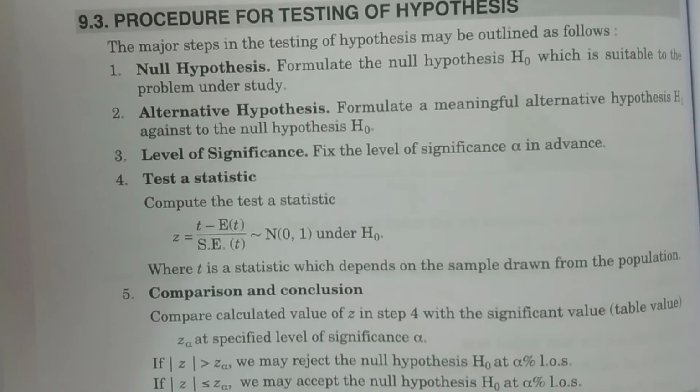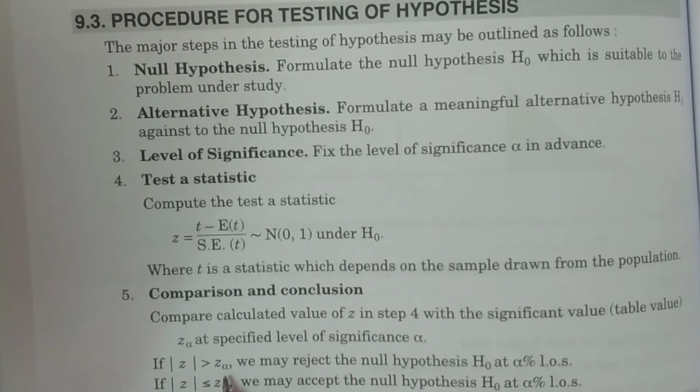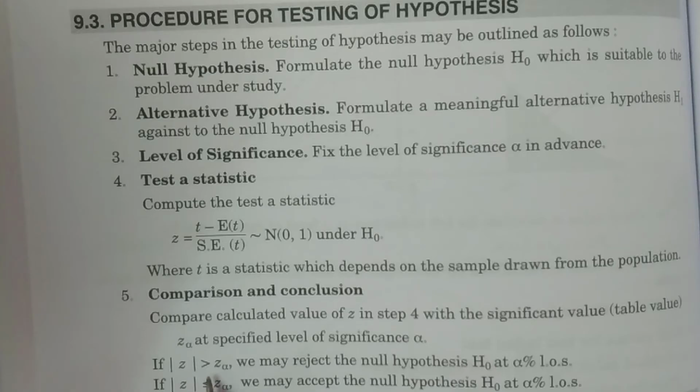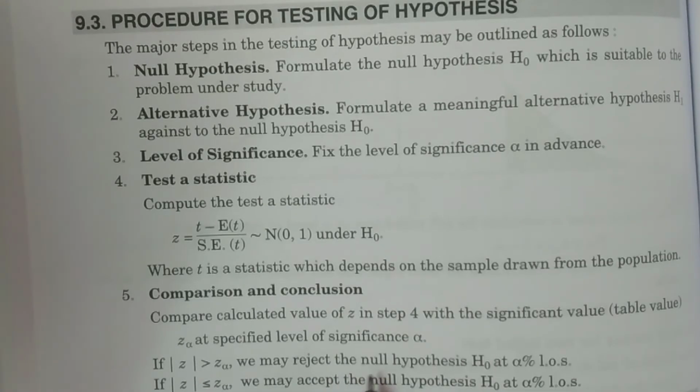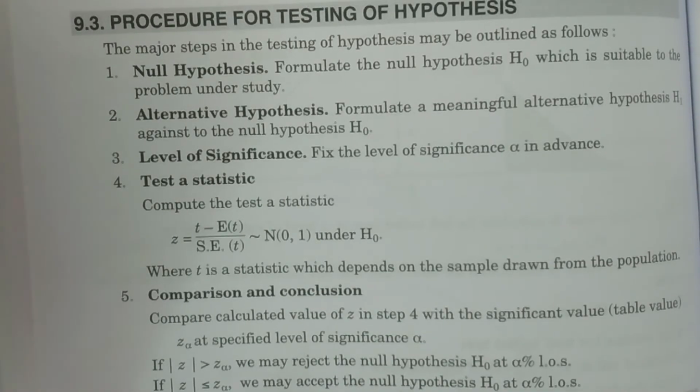of significance. If modulus of Z is greater than Z alpha, where Z is the computed value and Z alpha is the tabulated value or significant value, then we may reject H naught. If it is less than or equal to, then we may accept H naught.